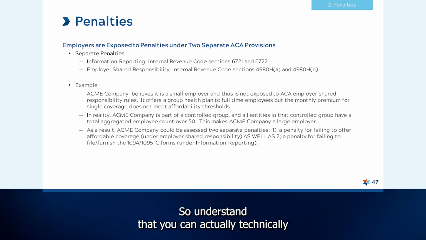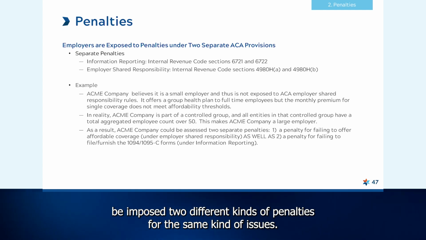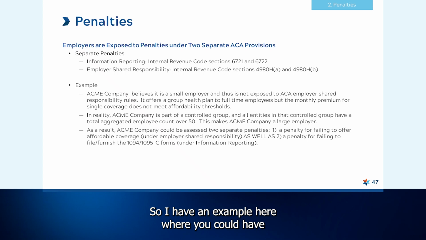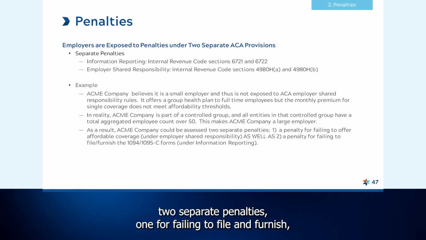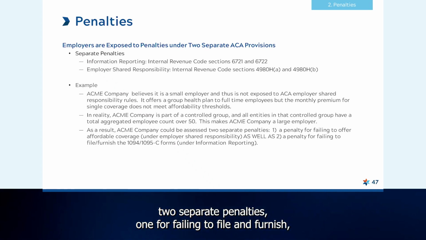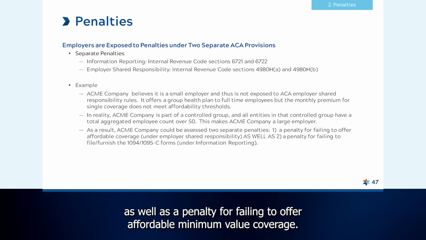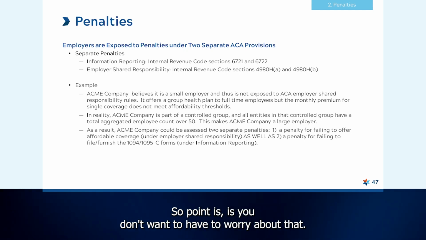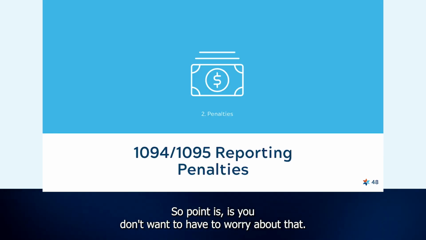So understand that you can technically be imposed 2 different kinds of penalties for the same kind of issues. Does that make sense? So I have an example here where you could have two separate penalties, one for failing to file and furnish, as well as a penalty for failing to offer affordable minimum value coverage. So the point is you don't want to have to worry about that.